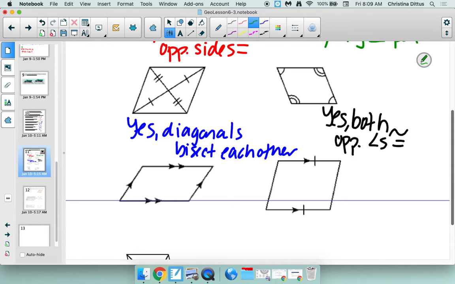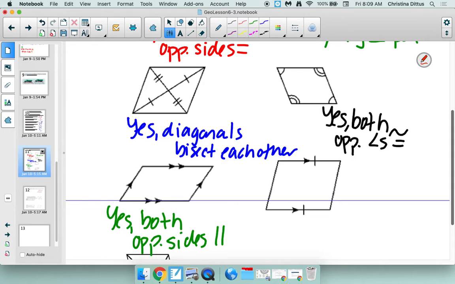How about the one on my left? Yeah, what do I got going on there? Both opposite sides are parallel. How about the next one? Yeah. Yes. Parallel and congruent.